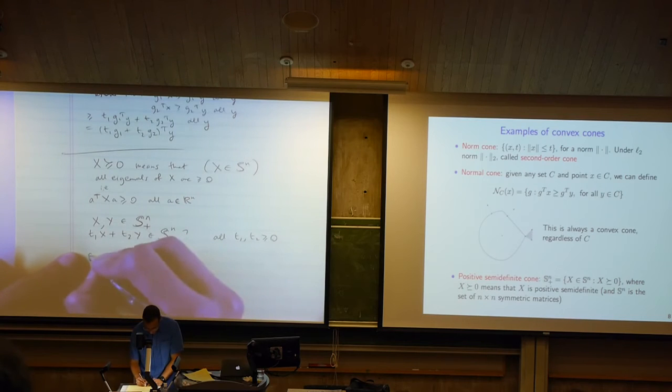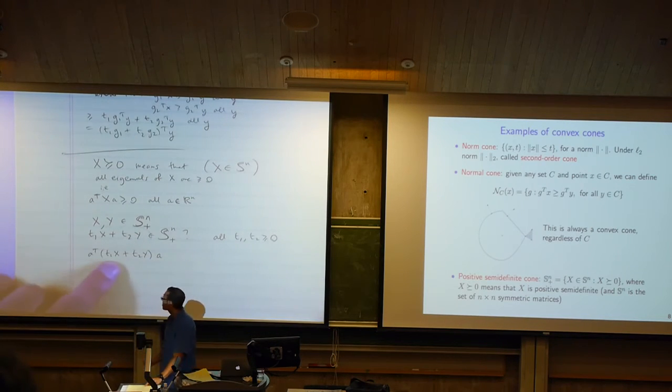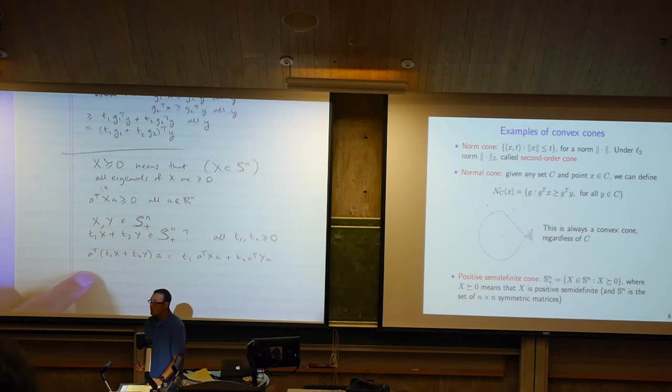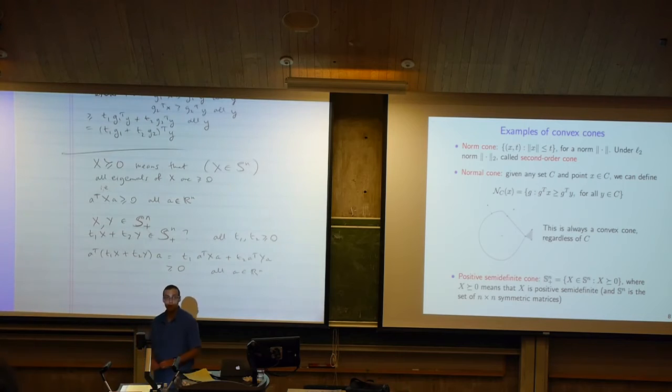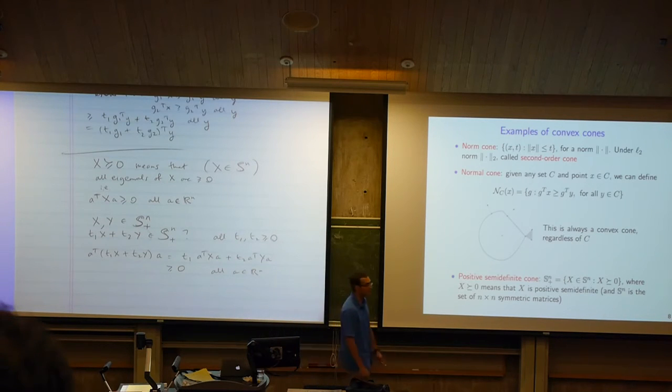So let's just do it like this. Take any vector A and do A transpose times this matrix times A. Okay, that's the same as t1 times A transpose X times A plus t2 times A transpose Y times A. By positive semi-definiteness, each of these is bigger than or equal to 0, so this whole thing is bigger than or equal to 0. That's true for all A. So therefore, this thing is PSD. So this is a convex cone.